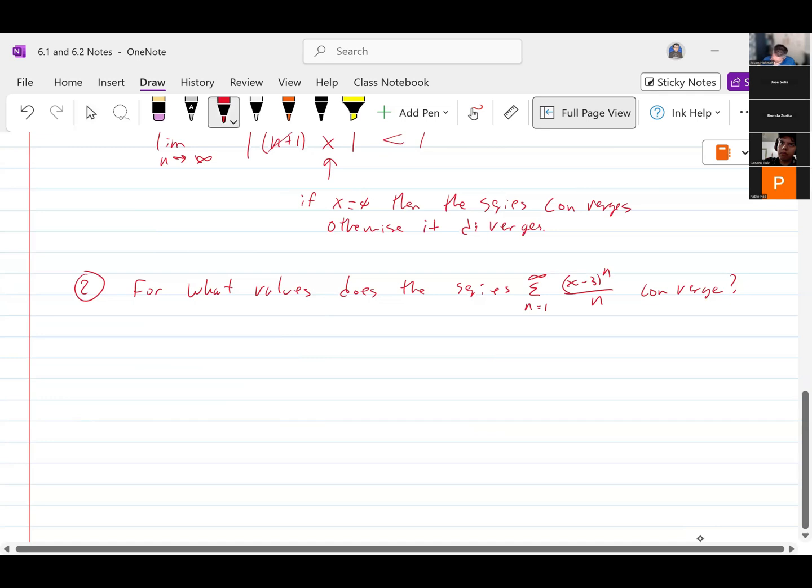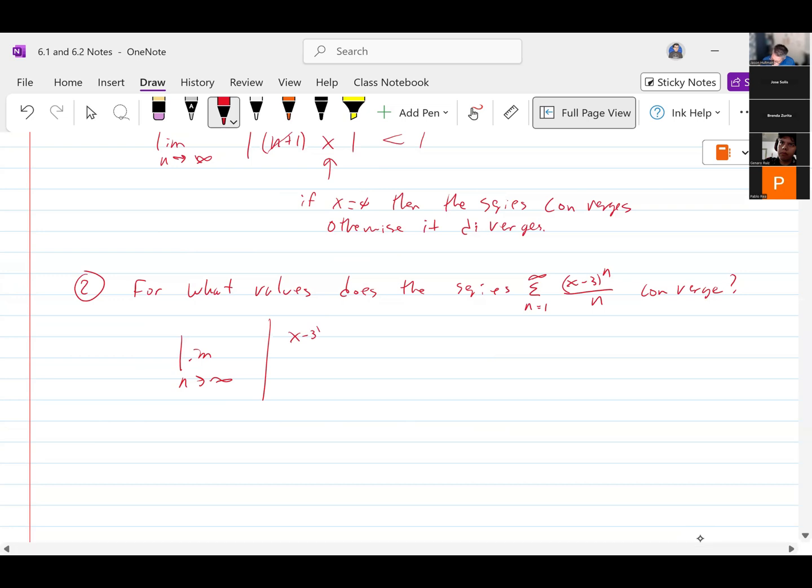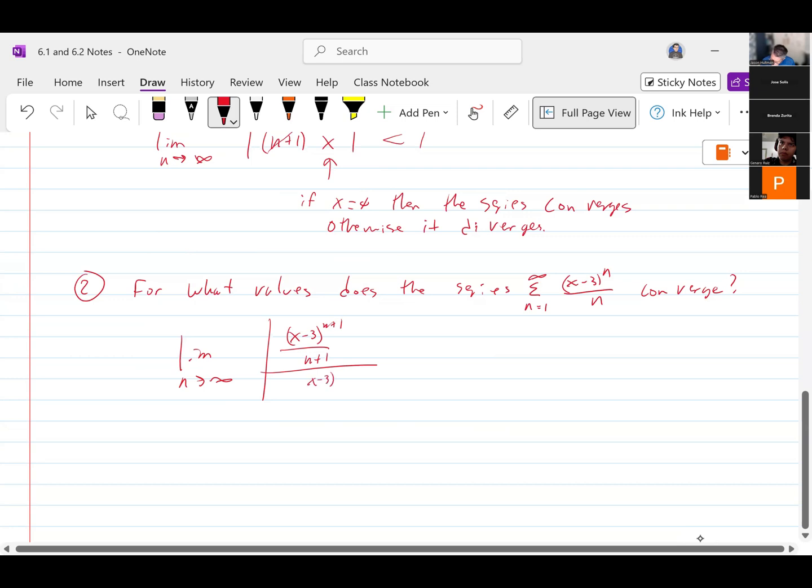Okay, so again, we're going to use the ratio test to help us out here. It's kind of the driving force to help us figure out when this thing converges. So I'm going to write (x minus 3) to the n plus 1 over n plus 1, all over (x minus 3) to the nth over n. We want to know when that is less than 1.